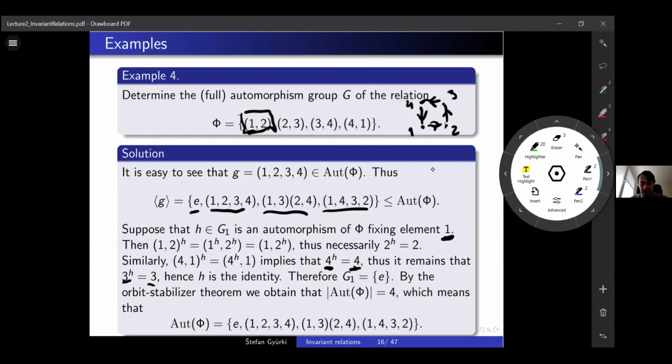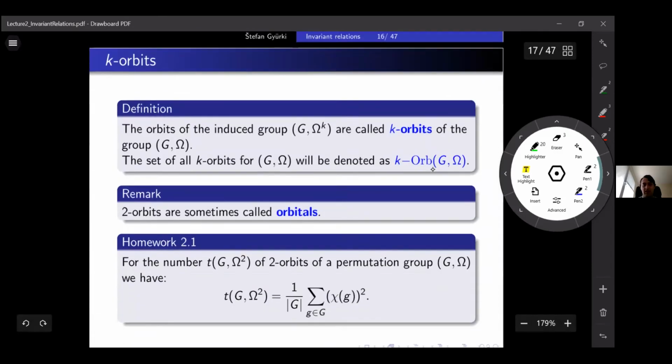This means that the automorphism which is fixing element 1 is just one, the identity. So now I know that the stabilizer is a trivial group, and I know that the image of 1 is a 4-element set, so I can obtain that the full group of automorphisms of this relation has size 4. And this proves that I already found the full group of automorphisms for this binary relation. I hope this is clear, and probably this was quite easy.